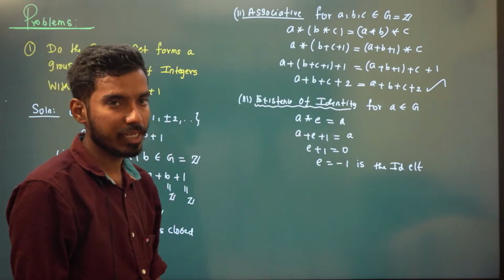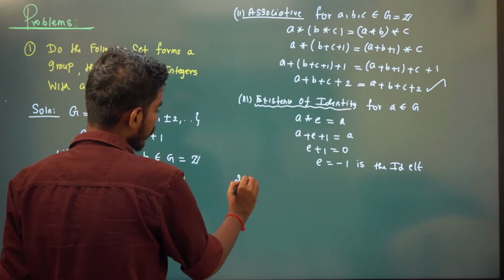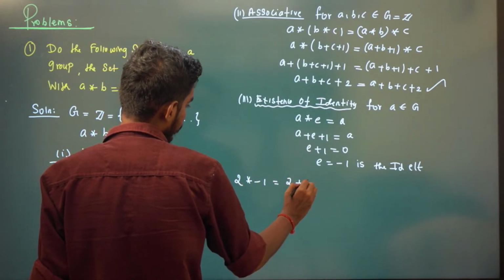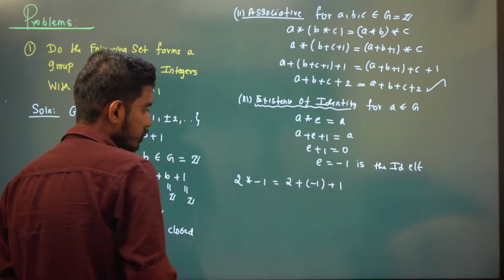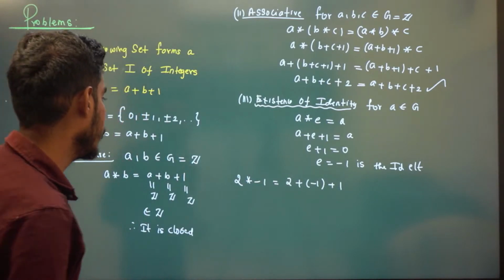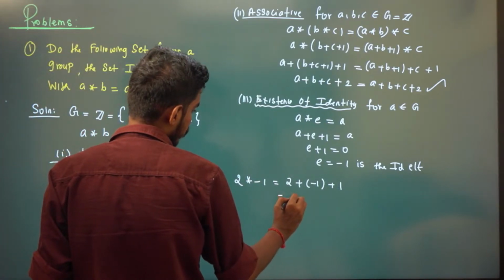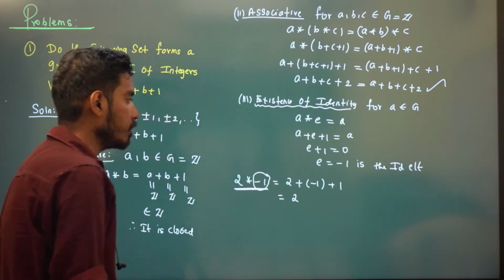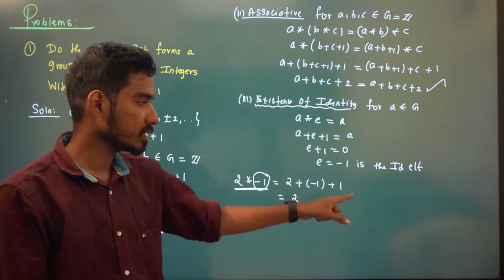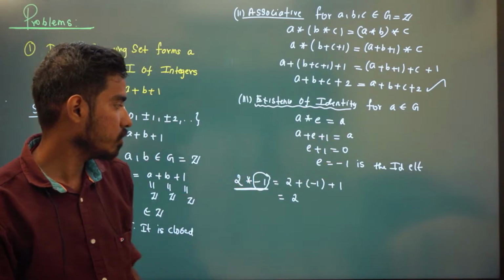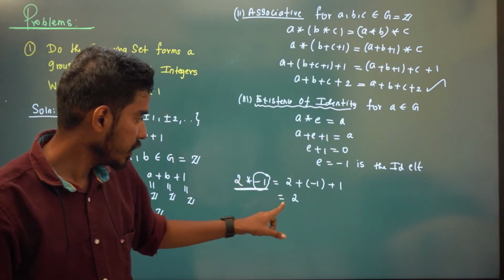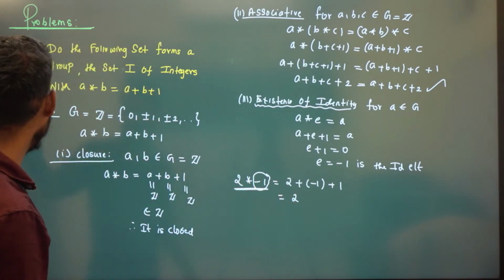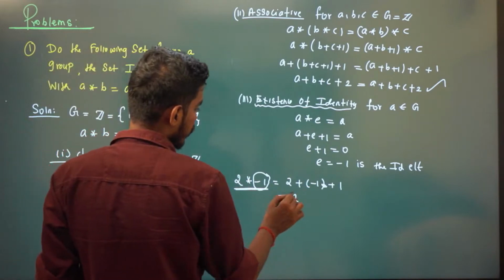For example, if you operate minus 1 with any element, for example, you operate 2 star minus 1, what will you have? A plus B plus 1. Right? So you are getting, you can see, it is 2. So 2 star minus 1 is 2. That is, if you operate any element with minus 1, you will get that element again. That's what it means. A star E is A means E has to be minus 1. If you perform 2 with minus 1, you are getting 2 again. So it means E is equal to minus 1 is the identity element.